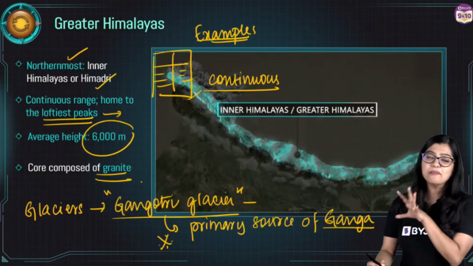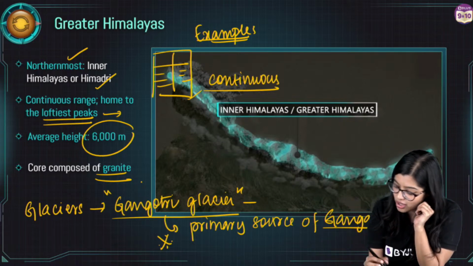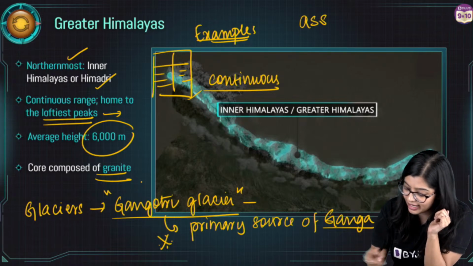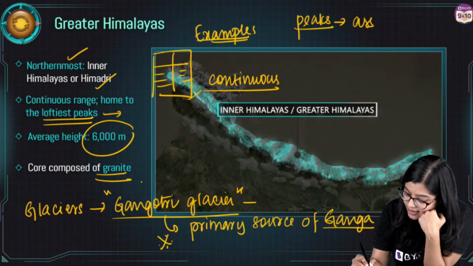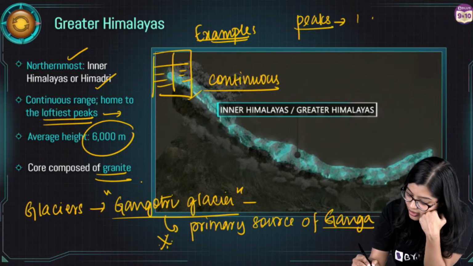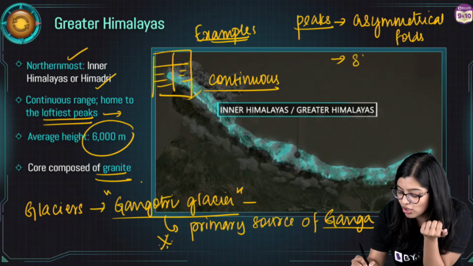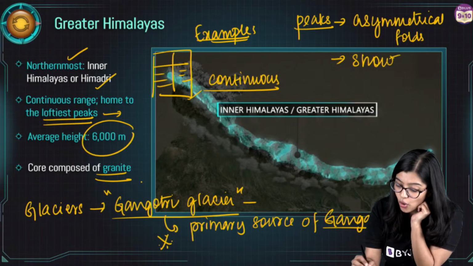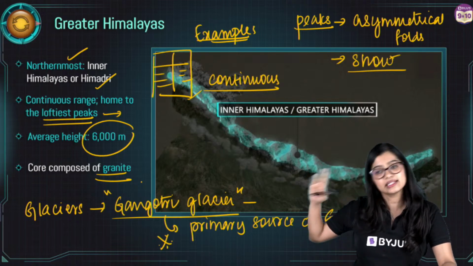Now, going back, one point that I forgot to mention is that this is composed of peaks, and, of course, because of its height as well, we see that the peaks have asymmetrical folds, right? My spelling is going wrong today, asymmetrical folds. And what do we also observe? We observe that many of them perennially throughout the year are snow-clad, right? So this is very simple.